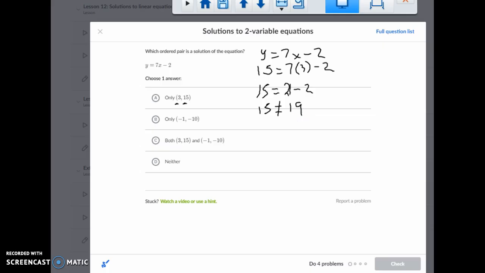So that's not true. Over here, we'll try negative 1, comma negative 10. So the y value is negative 10 equals 7 times negative 1 plus the negative 2, or minus 2. So then you would say negative 10 equals negative 7 plus negative 2. And negative 10 is not equal to negative 7 plus negative 2, which is negative 9. So neither are solutions.